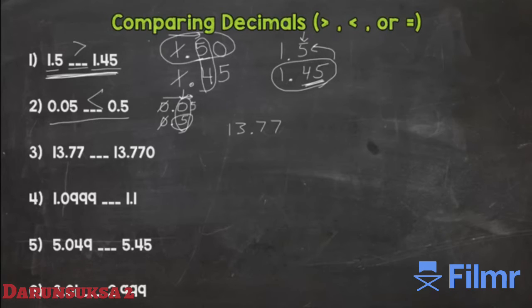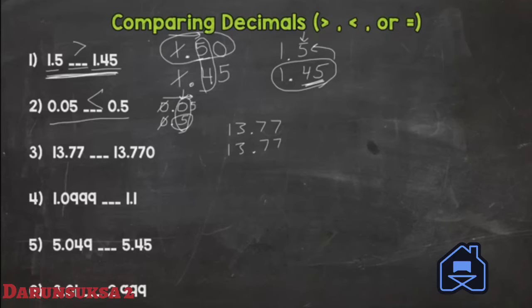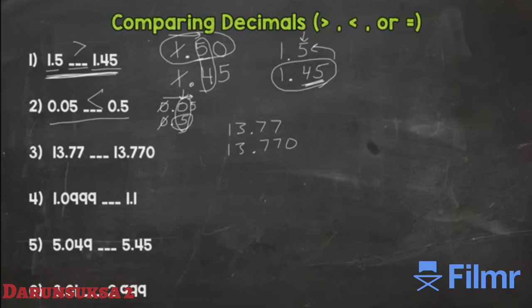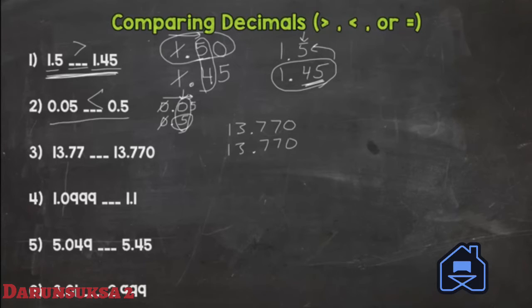13 and 77 hundredths compared to 13 and 770 thousandths. So this is kind of like number one. They don't line up directly, so we are going to put a placeholder 0 on the top one here so they both go to the thousandths. And you probably recognize that they're the same thing, but let's go through our process here, left to right.